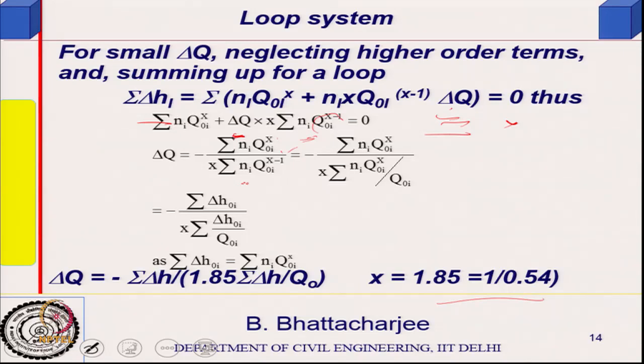Now, if I divide this by q 0 I, then I get the same, and the expression comes out to be something like delta H I, which was not equal to 0, because that sum total was not equal to 0, divided by the sum of all these terms of q. So, n or x, whatever the values are, would be there. So, you can obtain delta q.